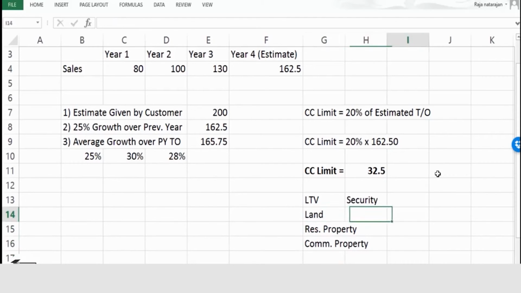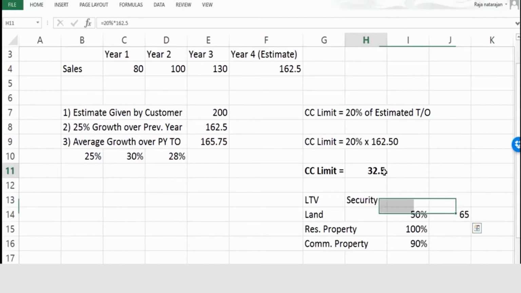Okay, because if it is land, then bank would be willing to give only say 50% of the land value as a loan. But if it is residential property where the promoters are staying, then the bank may even go to the extent of giving 100%. If it is commercial property, they may go even to the extent of 90%. So here the CC limit is 32.5. If this customer is going to give land, then for getting this 32.5, he should offer 65 million worth of property, because on 65 million, 50%, 32.5.